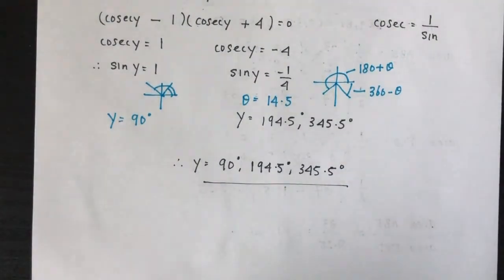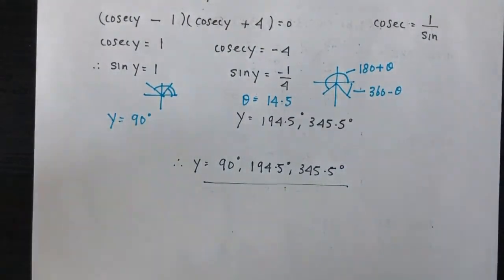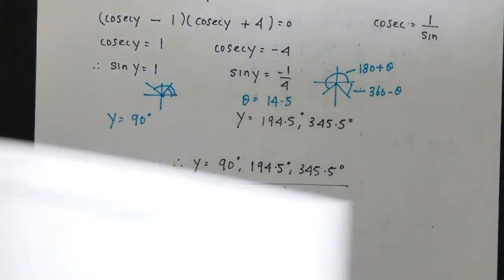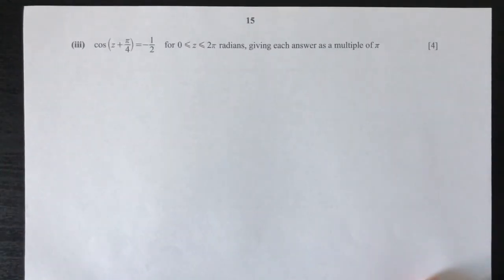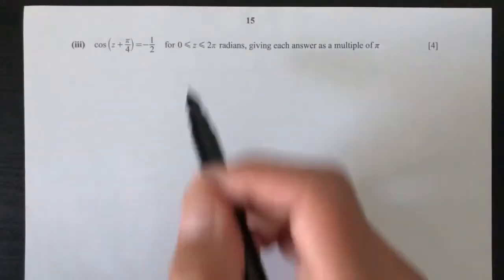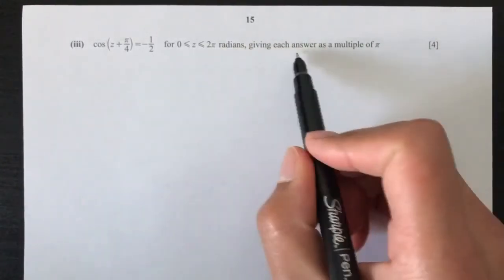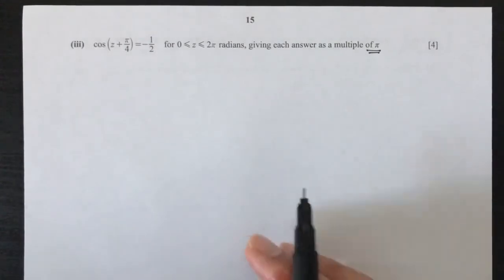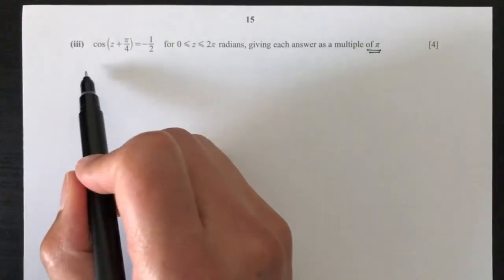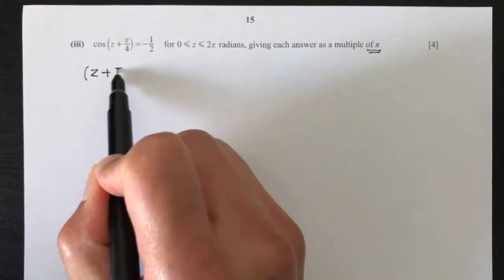Let's see, what else do we have? We have question part 3. So here we have to solve this one between radians, giving each answer as a multiple of pi. So your value has to be exact, right? So here we have cos, we have z plus pi by 4.